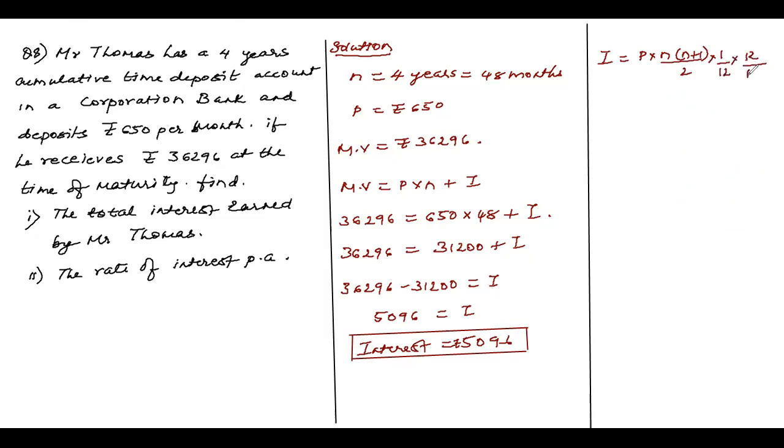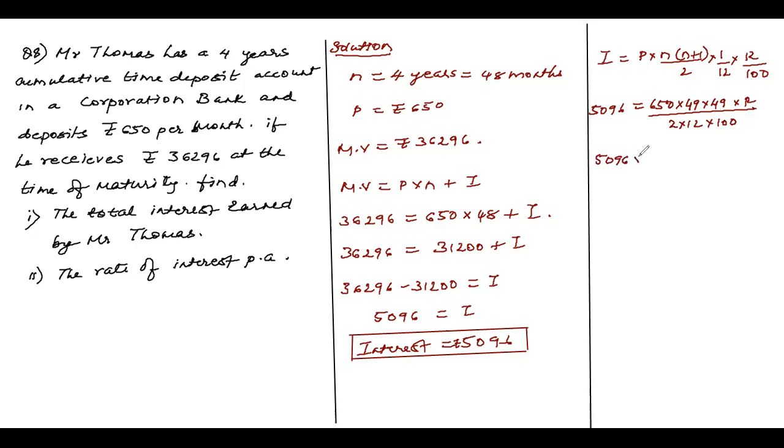So now what are you going to do? Substitute the values. In place of interest, 5096. 5096 is equal to P, how much, children? 650, into what is n, children? You have put it for 48 months, and this is 48 into 49, and the denominator the whole thing upon 2 into 12 into 100, into R. You want the value of R, children. So whatever is below R goes up, and whatever is up comes down.